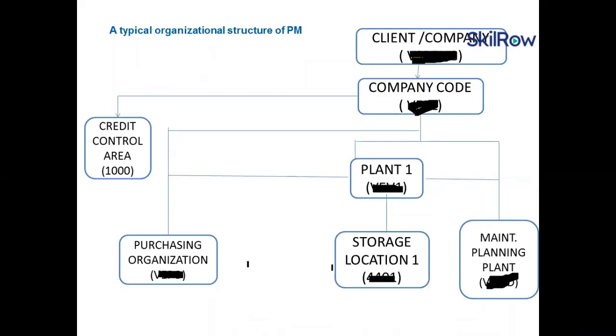That is client company, right? Yes, client company. You are seeing it. I just want to be sure of number 1, 2, 3. Client company is number 1. Then below that, company code. Then below that, plant. Below that, credit control area, and sidewise, credit control area. Then plant 1. Then this side, maintenance planning plant. Then storage location. Then purchasing organization. All this, that arrow we have made like that.